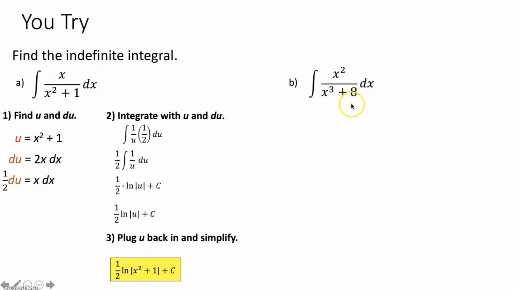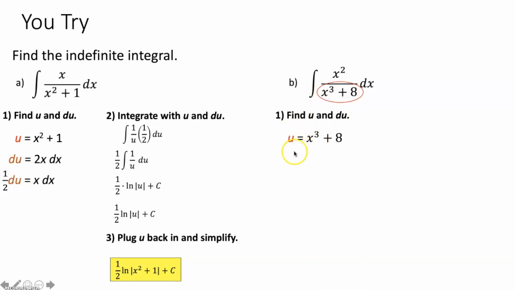Part B, doing the same thing. We again have a function being divided by another function. When this happens, you always want to try to use u substitution. We're going to set u equal to whichever function, if I were to take the derivative of that function, I would get the other function. So I'm going to set u equal to x cubed plus 8.